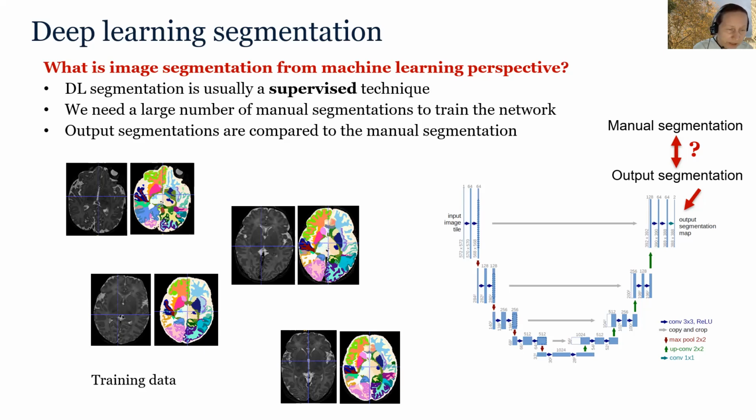If we have all these manual segmentations, then we can happily train the network, and we can achieve performance that is very often superior to the classical techniques. Now, how do we train the network? The answer is that we compare the output segmentations to the manual segmentations. Basically, the purpose of the training is to teach the network to output segmentations that are as close as possible to the reference manual segmentations.